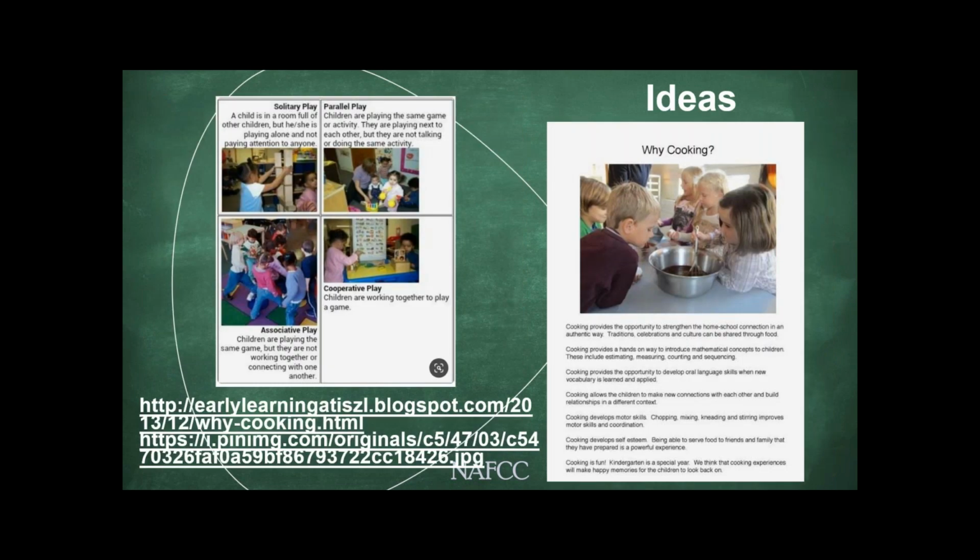And then here's another idea. So here on the right, this program likes to cook. And so they explain in their portfolio why we do cooking and the things that cooking teaches children, so they can show that off to parents or to other potential clients or to even other family child care providers. And then here on the left, they have some pictures of the different types of play that they incorporate into their program and the benefits of each of those types of play.